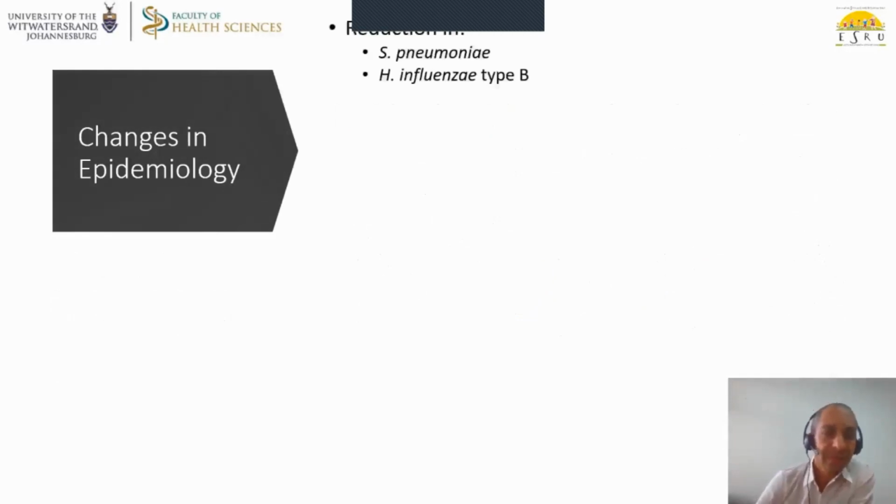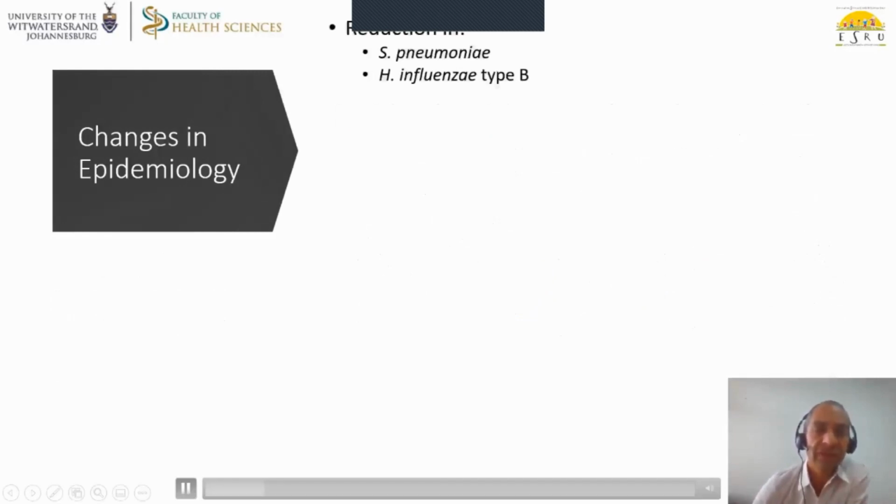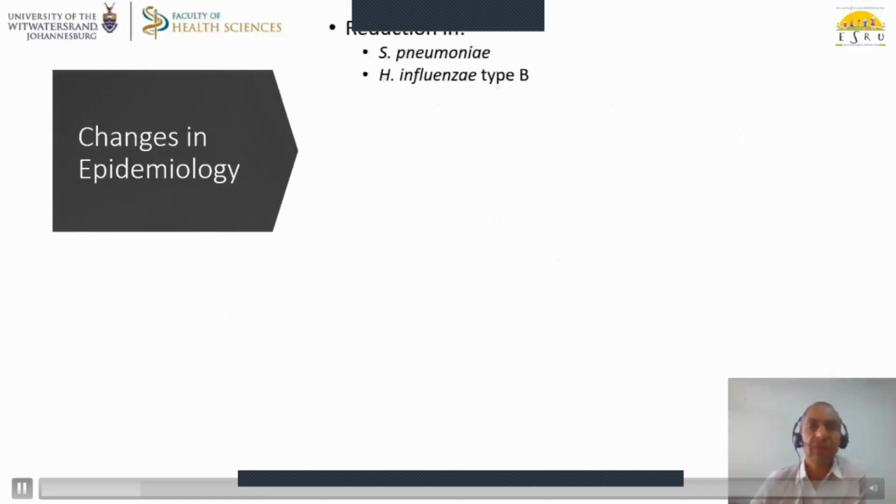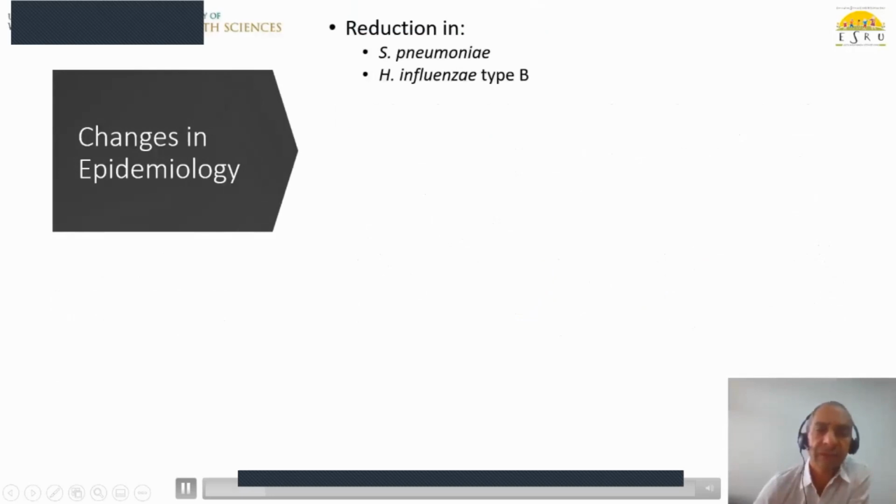So what specifically has changed over the last few years? Well, as I mentioned, related to introduction of conjugate vaccines, both Streptococcus pneumoniae and Haemophilus influenzae type B are substantially less important causes of pneumonia in children than they were in the past.